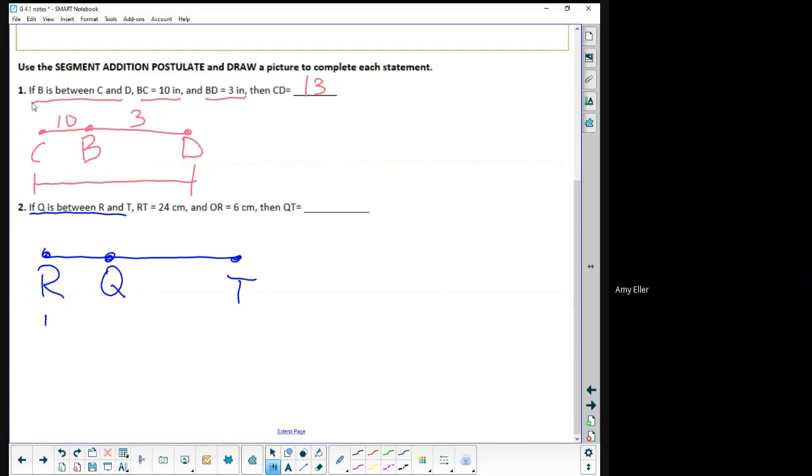Here's how I draw that usually. It's kind of hard to draw the whole thing, so I just draw this big extended bracket. R to T is 24, got that. This should say Q to R, I think it's O. Q to R is 6. We want to know Q to T. Can we do this mental math in our head? Yes. What do you get? 18.